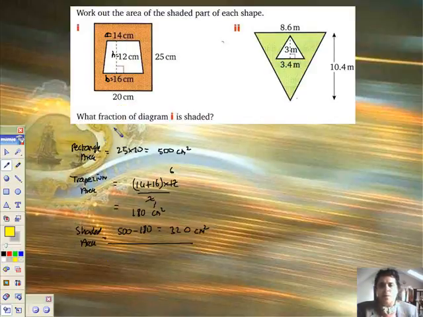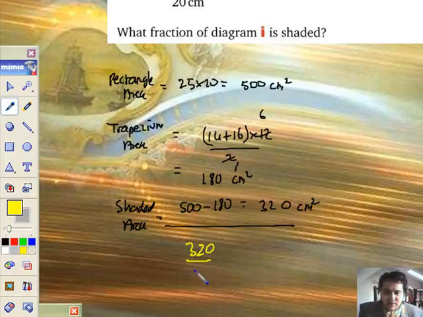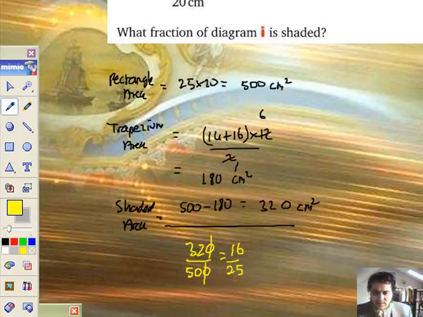Now let's go yellow. It goes different now. What fraction of diagram 1, that one, is shaded? Well, how much is actually shaded? I've got 320 out of the original 500, and that's the fraction. It doesn't want me to quote it as a percentage either. Okay, fraction it is then. Let's simplify it down. That's going to be 16 over 25, and I don't think that can go any further. No, it can't. If you wanted a percentage, just multiply that by 100, and that'll be 64% of it is shaded.